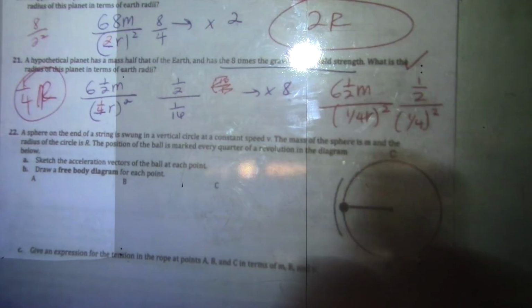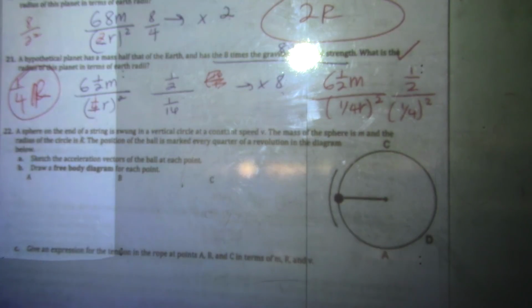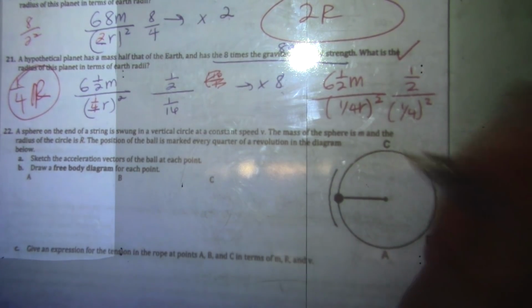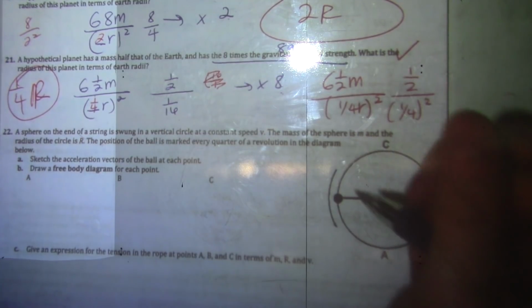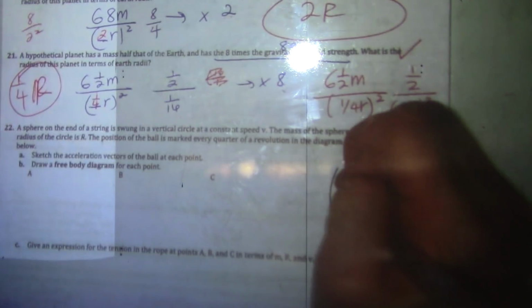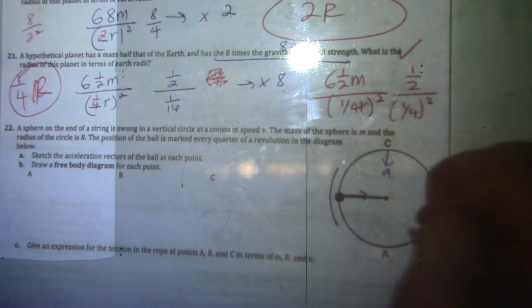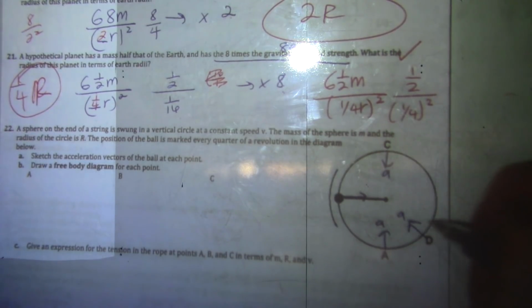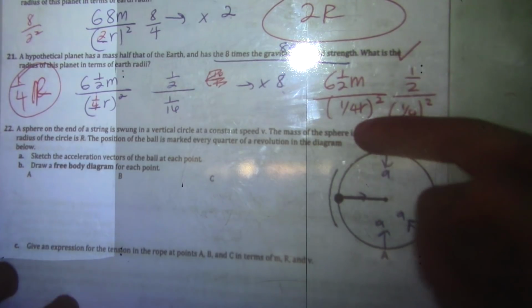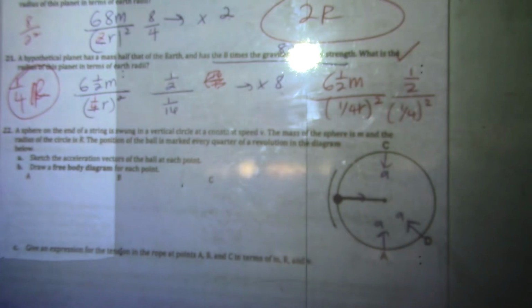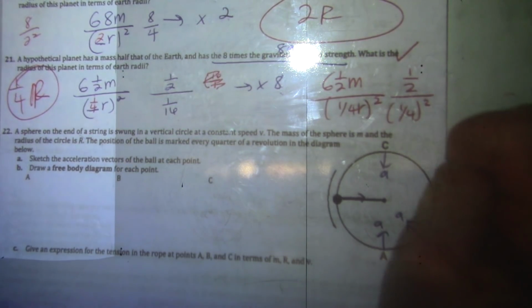Here we're back to a circle on a string. We're not in outer space. We're not talking about planets. So it's just on Earth, twirling something on a string. The mass of the sphere is m, the radius is r. The position, sketch the acceleration vector. So your acceleration should be pointing to the center at all points. That's also my centripetal force. My velocity would be different. My velocity would be here, here, up, down here, etc. B got cut off on the printer, but B is over here.